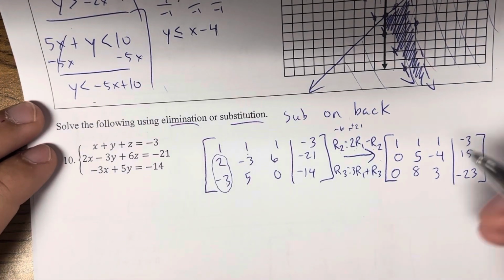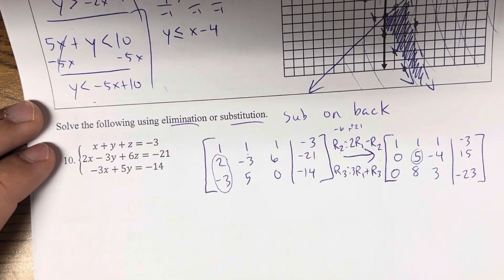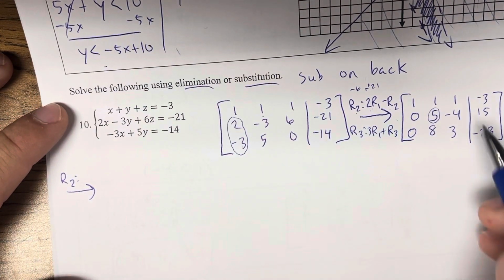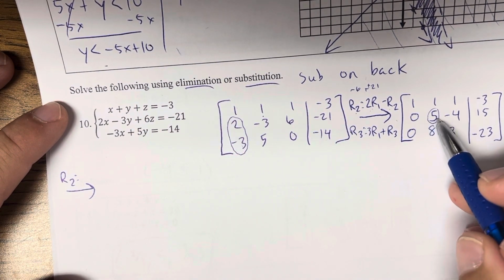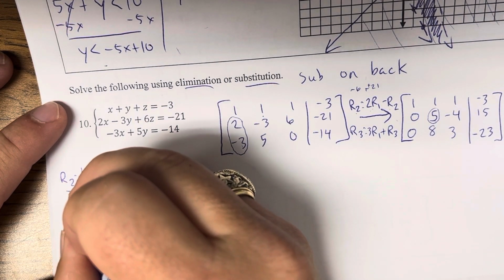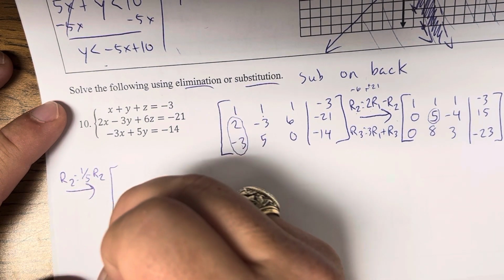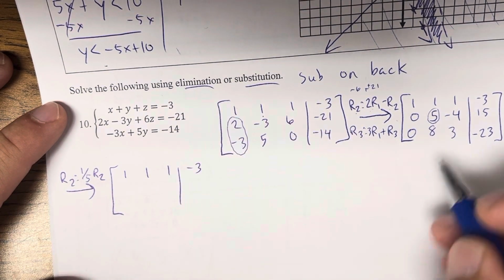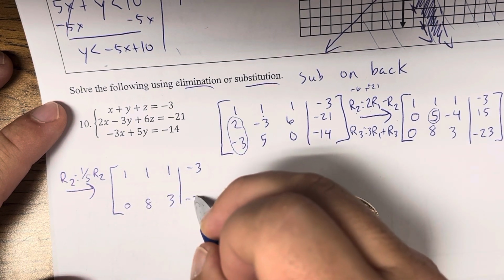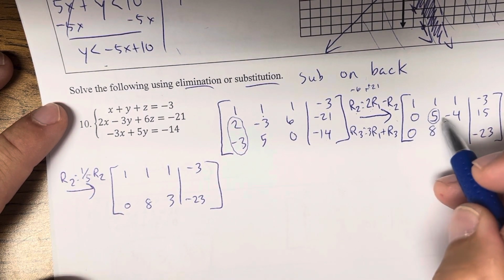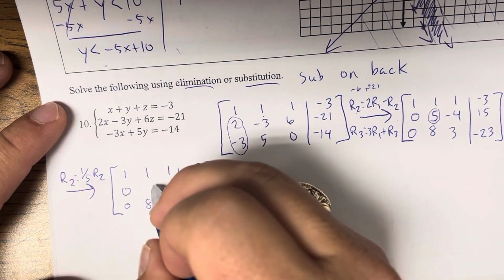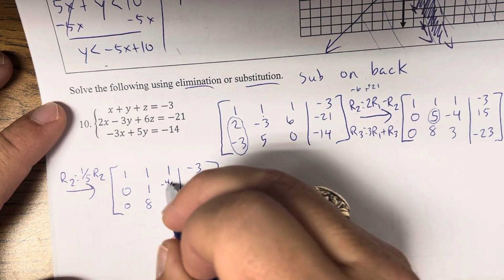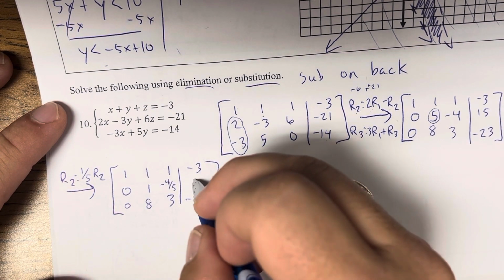All right. My next goal is I want this number right here to become a 1. The easiest way to do that is for row 2, I'm just going to divide it by whatever this number is. To make 5 become a 1, I divide by 5, which is the same thing as 1/5 of row 2. So top row stays the same, 1, 1, 1, -3. Bottom row will stay the same, 0, 8, 3, -23. But then for my middle row, we're going to divide everything by 5. So that becomes a 0, a 1, -4/5, which if you wanted to, you can put the decimal. That's a good decimal. And then 15 divided by 5 is 3.